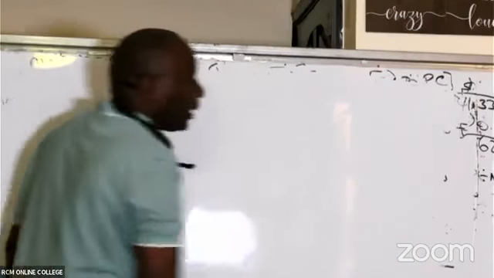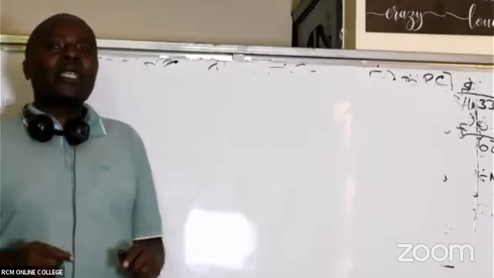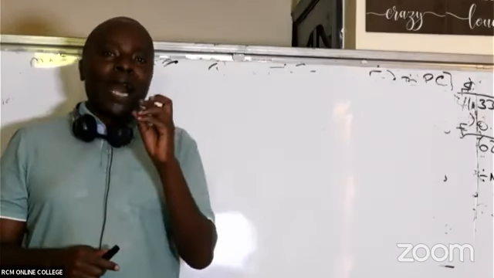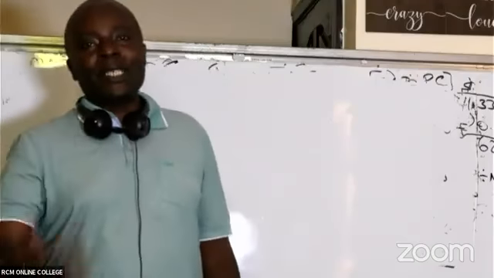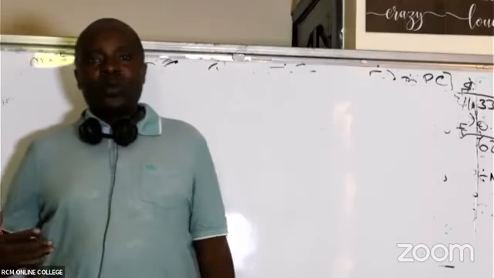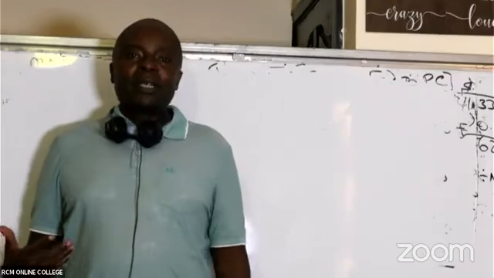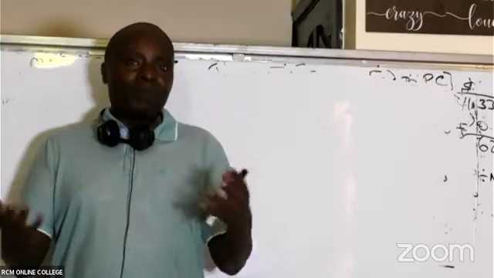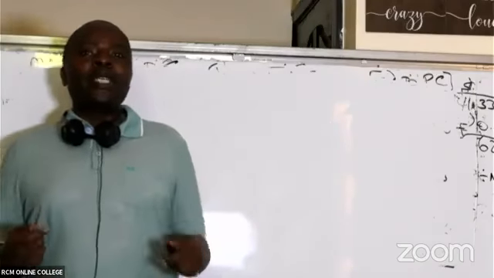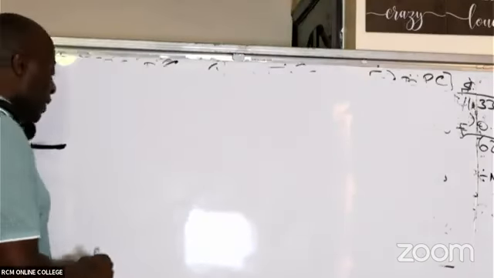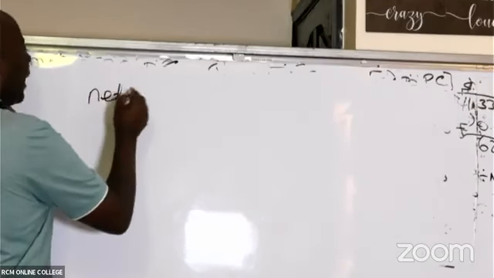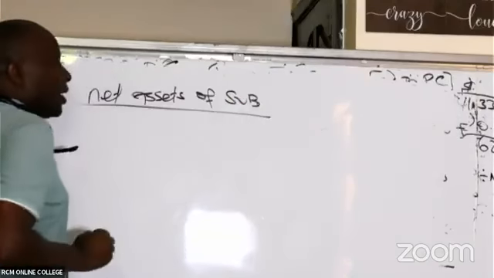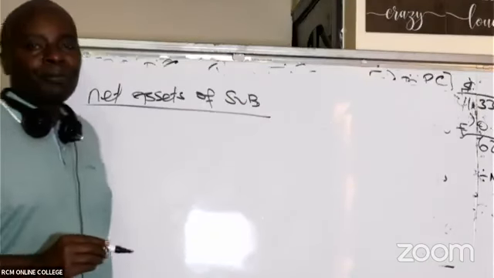Now, ladies and gentlemen, from there, what I would want us to do is to look at the net assets of this group of companies. I would want us to evaluate, because we can't acquire a subsidiary without evaluating. A subsidiary can only be acquired on evaluation to know the perfect price. So we need to look at the net assets of the subsidiary.